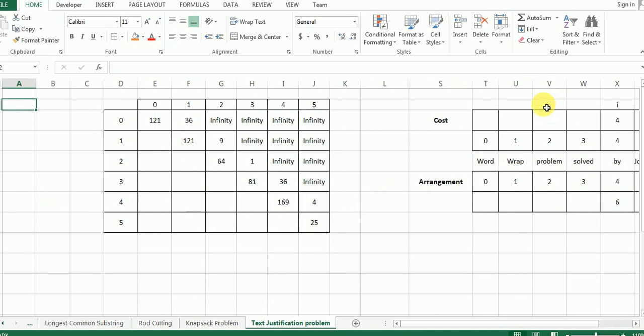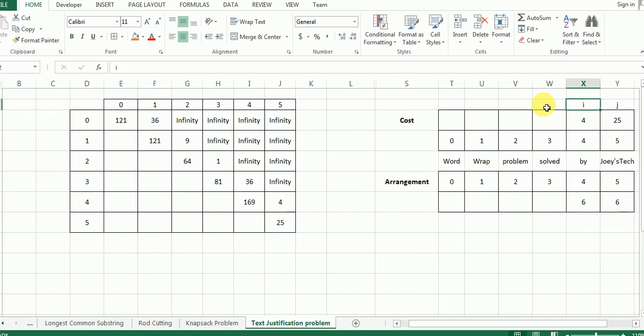Now let's move I to the left. So now I have I as 3 and J as 5. So 3 and 5, as you can see, it is infinity. So when we have stumbled into infinity, that means the solution is calling for a split. What does that mean? It means that 3 to 5, that means solved by joystick, cannot be put in one line. That is why we have encountered infinity over here. So this is calling for a split. This is where the problem becomes tricky. So understand now. Watch it carefully.